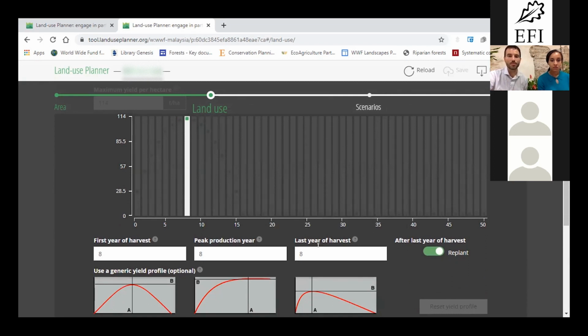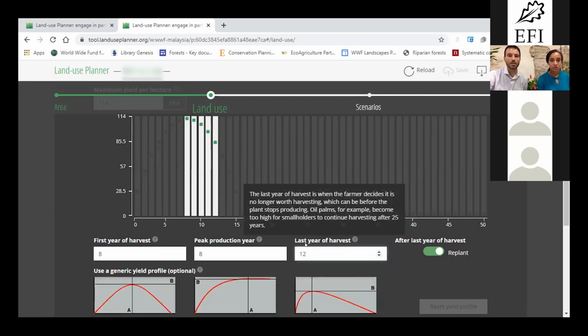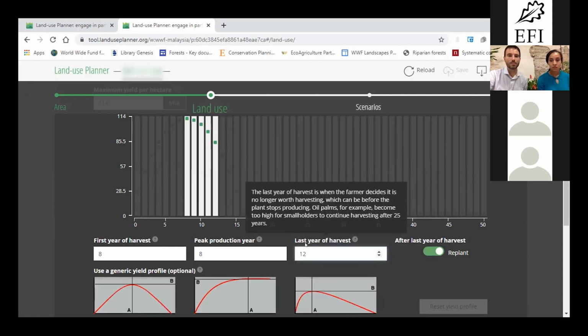Right. Last year. But like I said, it depends on what is the use of that raw material. If it's for paper, then usually 8 years is enough. And for other use, it's 12 years. So this is generally the two types of use for that raw material.